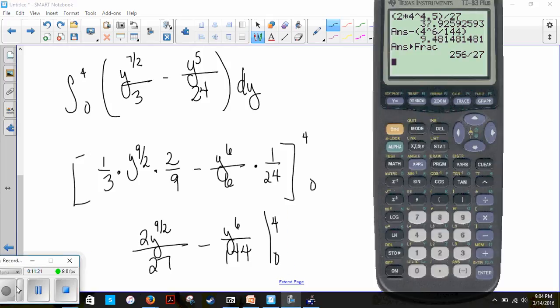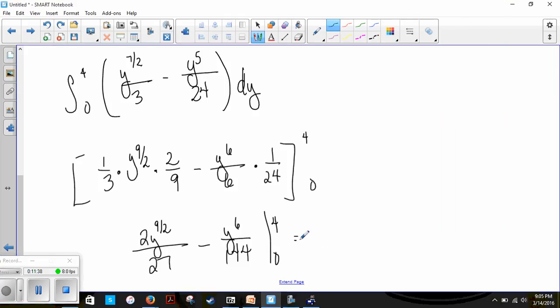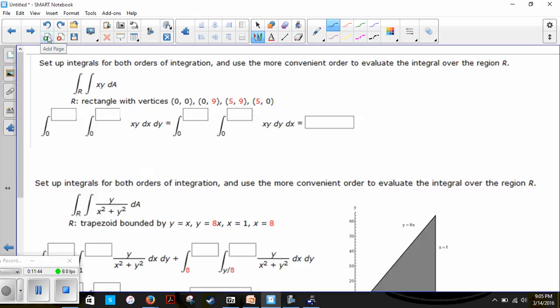Handy calculator. Plug in my 4. I did it in 2 steps so that I have 2 times 4 to the 4.5, right? My 9/2 divide by 27. I got that part. And then I subtracted the 4 to the 6 divided by 144, changed them back to a fraction. 256 over 27. Terrible. But the answer that we're looking for. Okay, so it's ugly numbers, but not usually too terrible to set up.